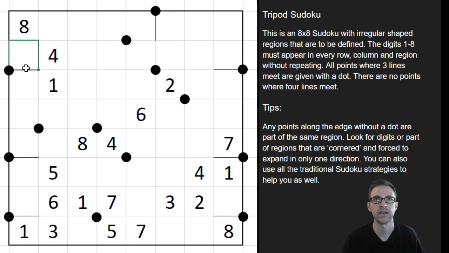We know that this cell and this cell cannot be part of the same region because there's a line dividing them. And if there's any point along the edge where there's not a dot, you know that those cells must be in the same region. So if we look at this cell and this cell, we know that's going to be the same region. The reason for that is if it were in different regions, there would have to be a line there. And if there's a line there, there would need to be a dot.